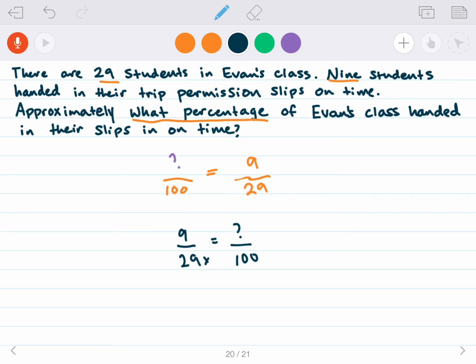And what I can do to the bottom, 29 times what is 100? Well, 100 divided by 29 is going to be approximately, I'm just doing approximates here, 3.4, okay? So I'll multiply top and bottom by 3.4. That's just an approximate answer. So 9 times 3.4 is going to be 30.6. And that is our answer. Keep in mind, we were originally looking for a percent up here. So it's going to be 30.6% of the students handed in their permission slip on time.